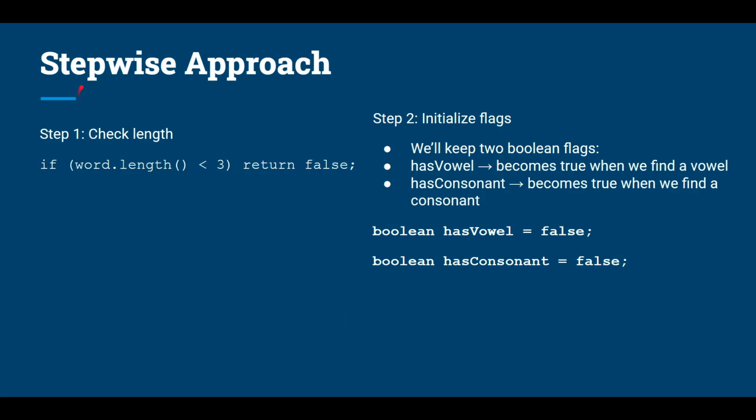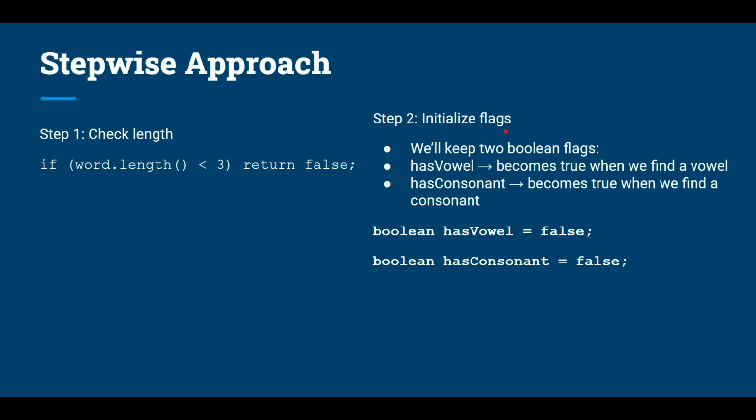So in the very first step, we'll check the length. We'll say word.length, and check if this length is less than 3. If it satisfies the condition, it means it's not a valid string, so there's no need to check further, just return false. That's the very first step.